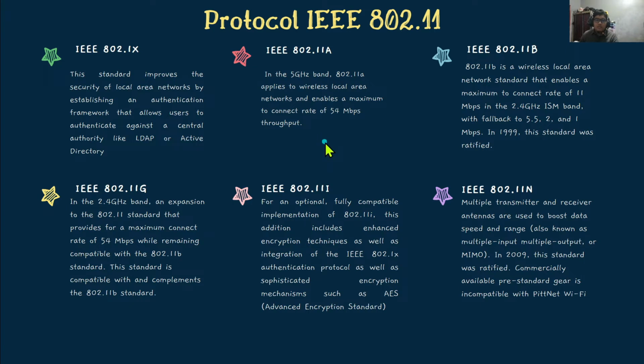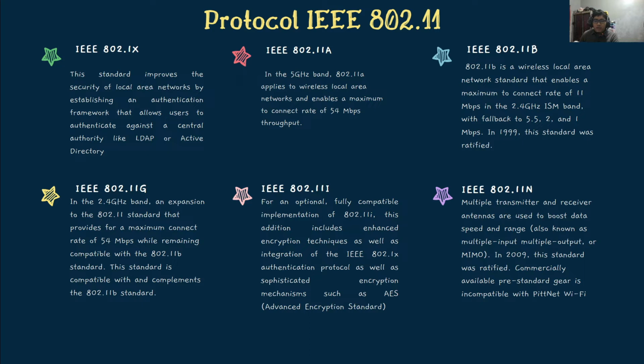In the 5 GHz band, 802.11a applies to the wireless local area network that enables a maximum connection rate of up to 54 Mbps throughput. Next is the IEEE 802.11b. 802.11b is a wireless local area network standard that enables a maximum connection rate of 11 Mbps in the 2.4 GHz ISM band, with fallback of 5.5, 2 and 1 Mbps.